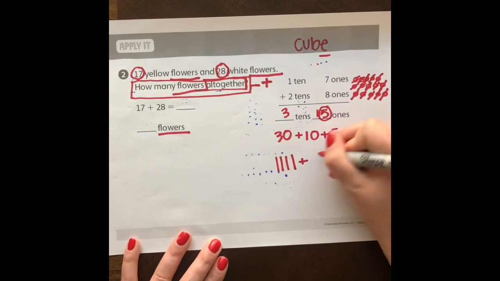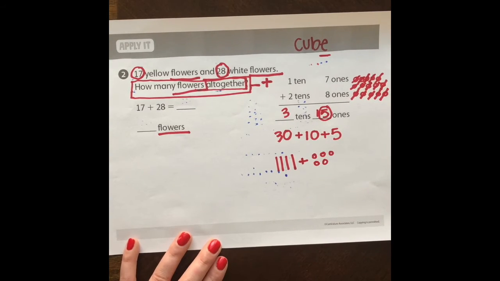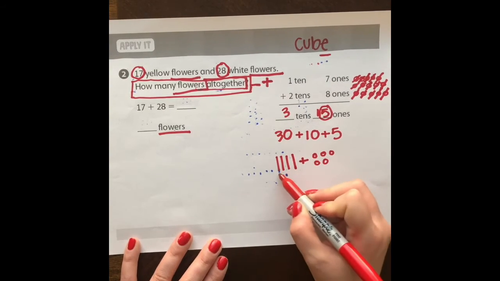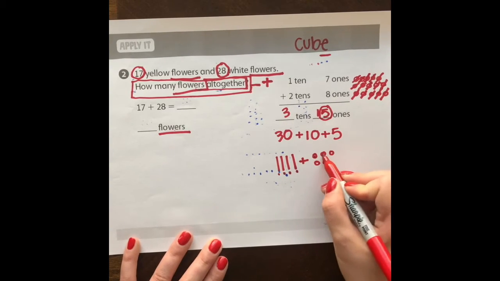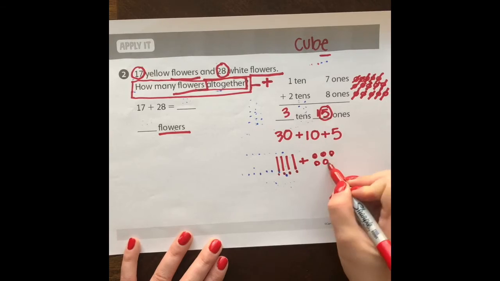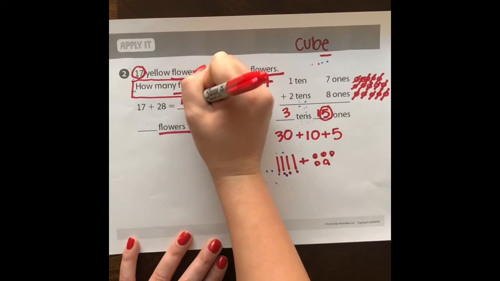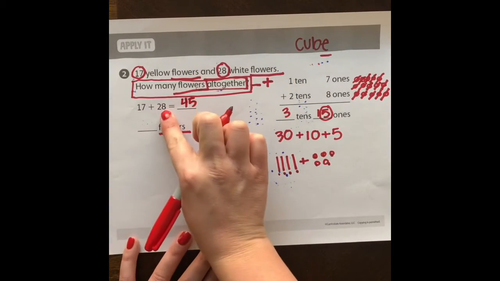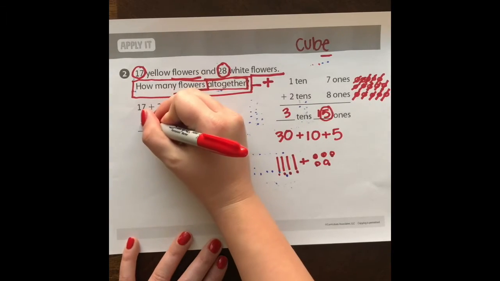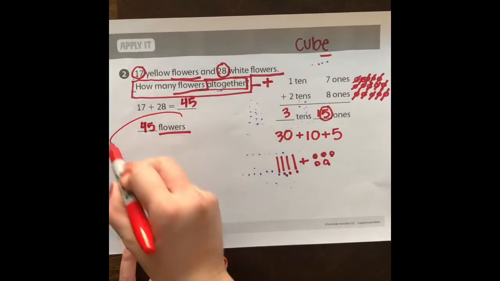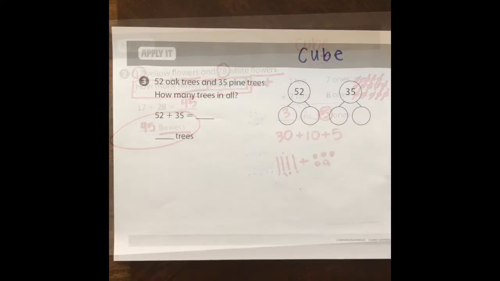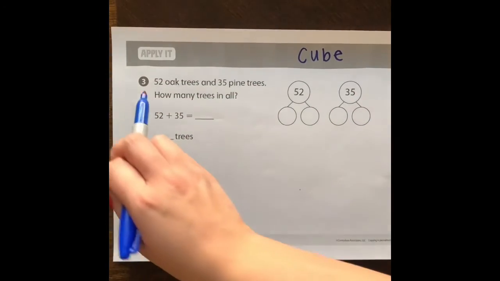Now let's draw that. 1, 2, 3, 4, 5. Now let's add this all together. 10, 20, 30, 40, 41, 42, 43, 44, 45. 17 plus 28 equals 45. And what are we talking about? Flowers. 45 flowers.